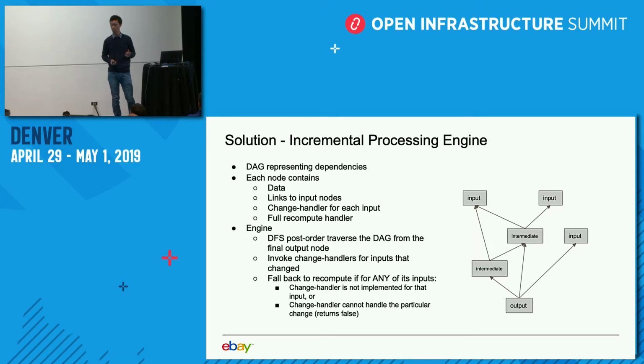This engine runs in a DFS post-order, traversing the diagram, and if any input changes, it first tries to invoke the change handler if it exists. If it doesn't exist, or if the change handler cannot handle this change, it will fall back to full recomputing. The beauty of this mechanism is that you don't have to implement everything incrementally, because that's super complex.